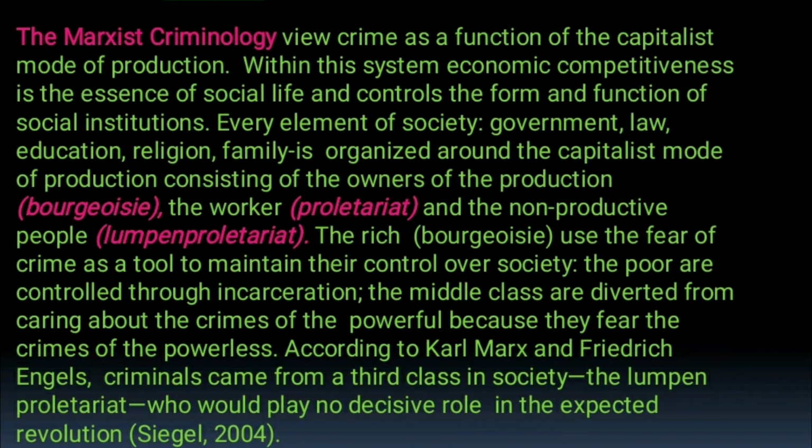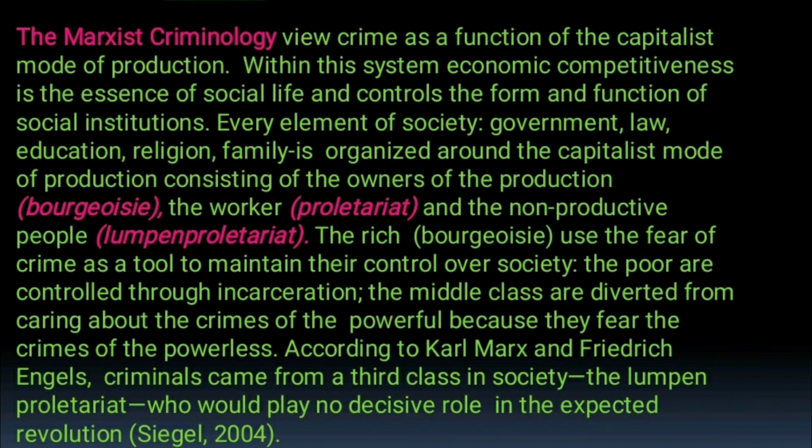Tandaan, yung mga owners ng mga companies, yung mga stakeholders ay tinatawag na bourgeoisie. The rich or the bourgeoisie use the fear of crime as a tool to maintain their control over the society. The poor are controlled through incarceration, and the middle class are diverted from caring about crimes of the powerful. Hindi sila natatakot dun sa crime ng mga powerful because they fear the crimes of the powerless. So, ang kinakatakutan ng mga middle class ay yung mga lumpen proletariat.